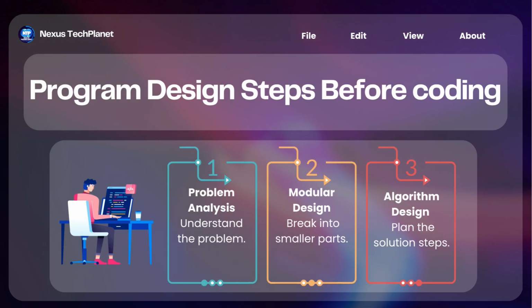Before coding, plan your program. Problem analysis: understand what you need to solve. Modular design: break the problem into smaller pieces, like solving a puzzle one piece at a time. Algorithm design: write step-by-step instructions. Planning saves time and avoids confusion later.